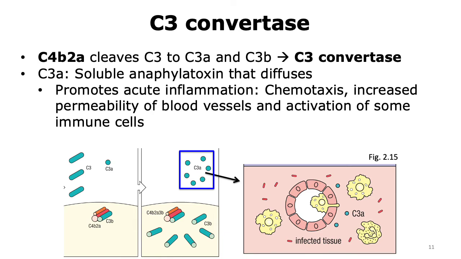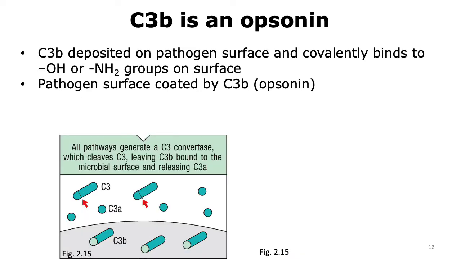immune cells. The C3b fragment that is formed, on the other hand, is deposited on the pathogen's surface because the C3b molecule has a reactive thioester bond similar to the C4b molecule. And this reactive thioester can covalently bind to hydroxyl or amino groups that can be present on the surface of the pathogen. Thus, the pathogen's surface is coated by C3b, and C3b functions as an opsonin.